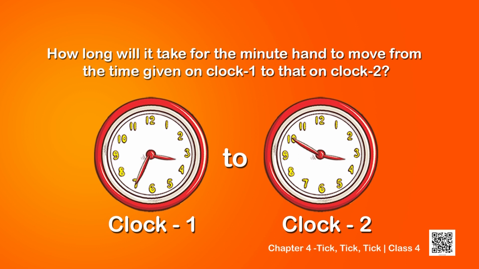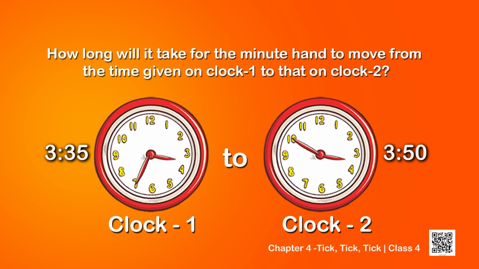Okay? So, let us see how we can do this. Look at these clocks. What is the time on clock 1? Yes, it is 3:35. What is the time in clock 2? Correct, it is 3:50.